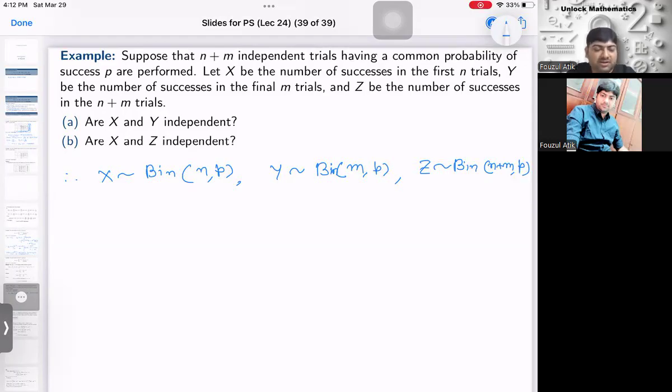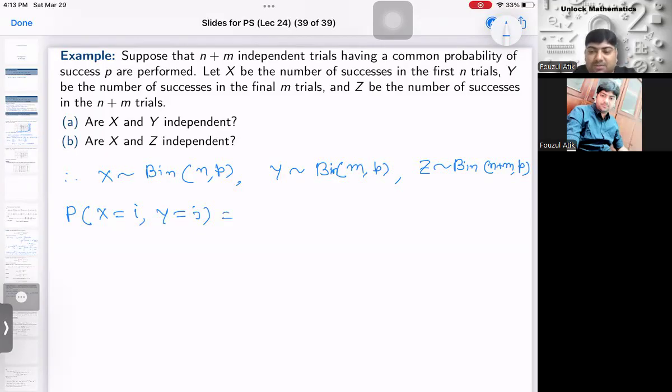Now you have to check whether X and Y are independent or not. For that we need to find the joint probability mass function. So we have to calculate the probability of the event X equal to i, Y equal to j. But what does this event mean? It means that in the first n trials you should have i successes, and in the last m trials you should have j successes, out of n plus m trials. So what is this probability then?